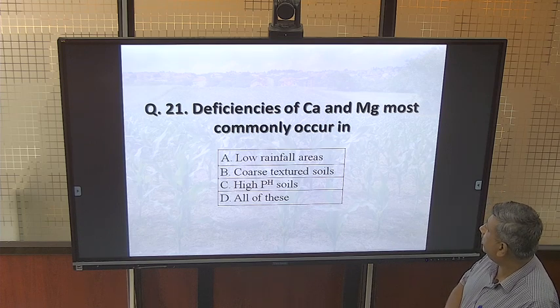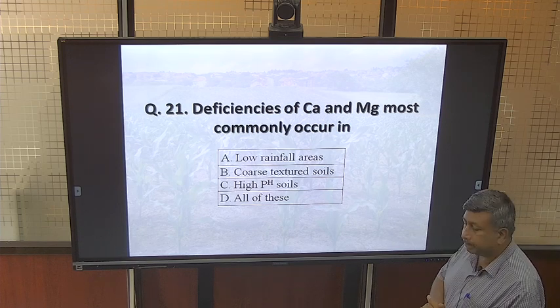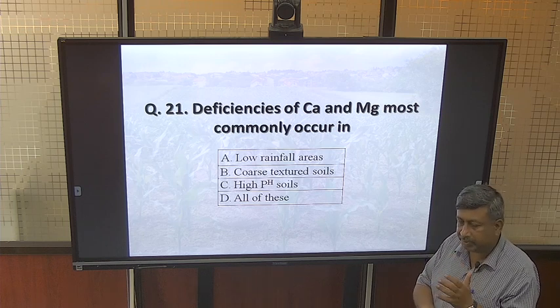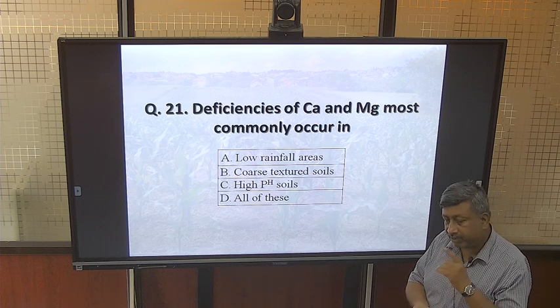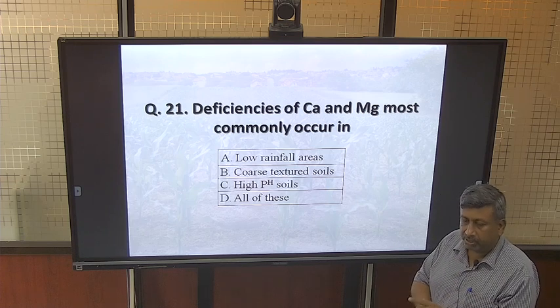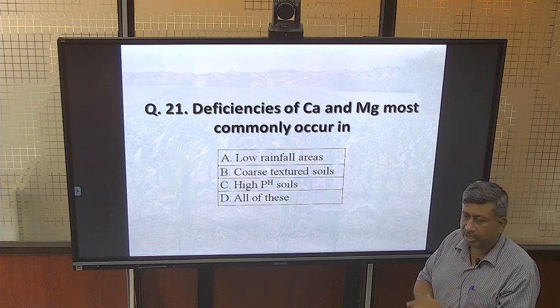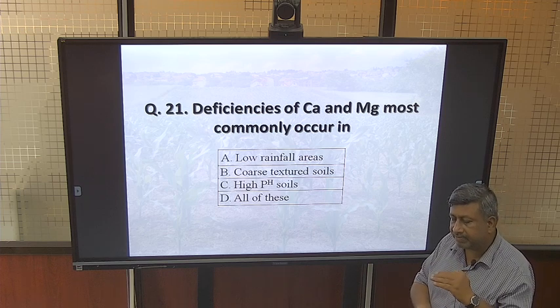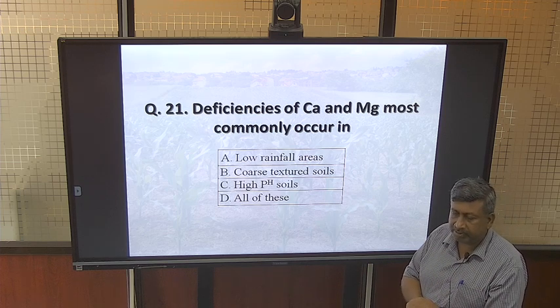Deficiency of calcium and magnesium most commonly occurs in. Actually, calcium and magnesium are available at high pH. Whenever conditions favor high pH, there will be more availability of calcium and magnesium. Whenever pH is less than 7, then there is a deficiency of calcium and magnesium.